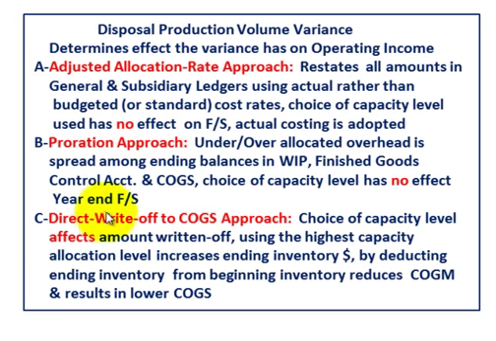Okay, but then we get down toward the direct write-off of cost of goods sold approach. The choice of the capacity level affects the amount written off. If you're using the highest capacity allocation level, that would have been that normal amount that we're looking at. We were charging off at $11 fixed overhead per direct labor hour. In this case, it would be increasing your ending inventory dollars. And by deducting your ending inventory from your beginning inventory, it reduces your cost of goods manufactured, and it results in a lower cost of goods sold. So it'd be vice versa here.